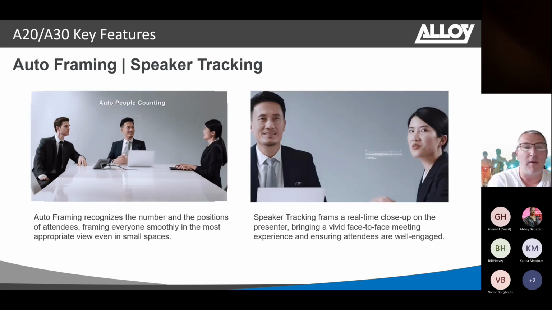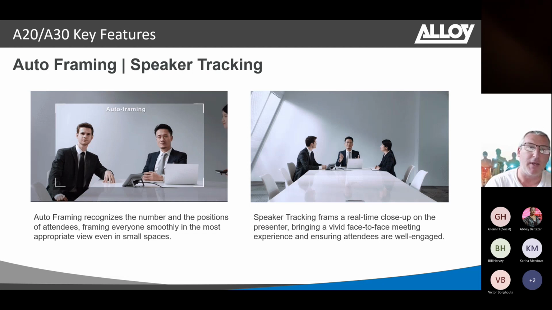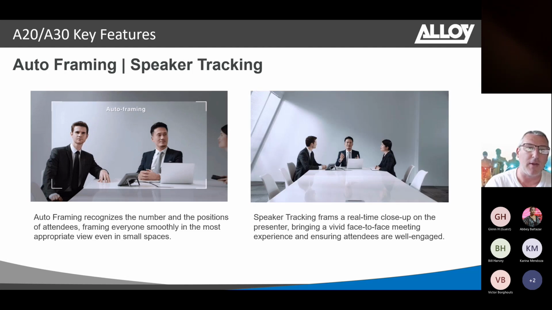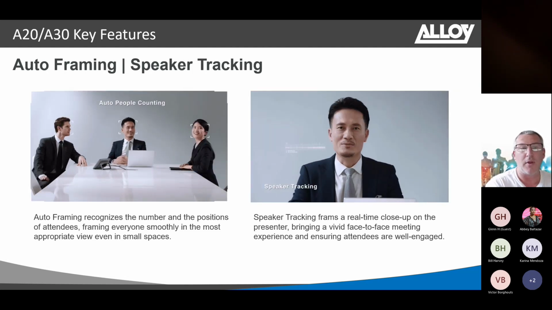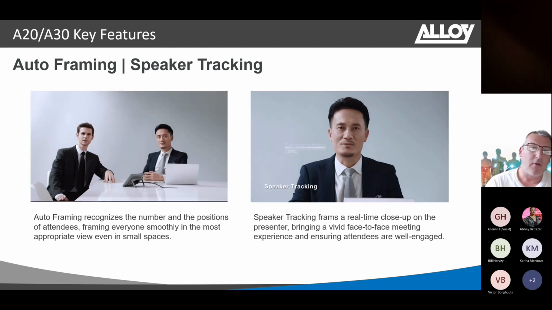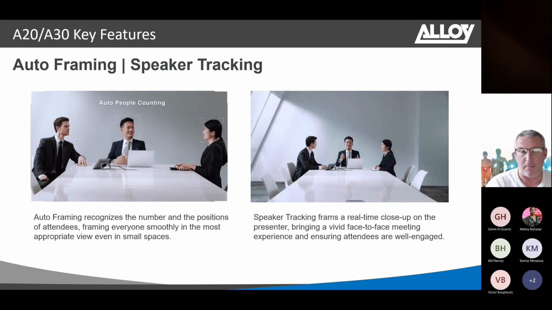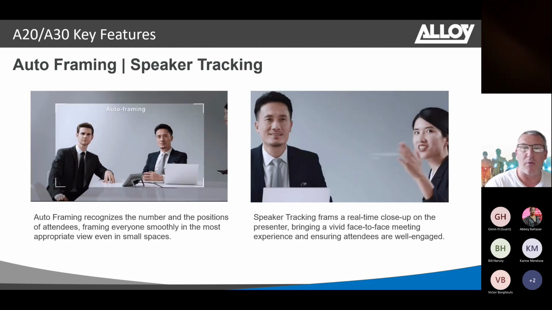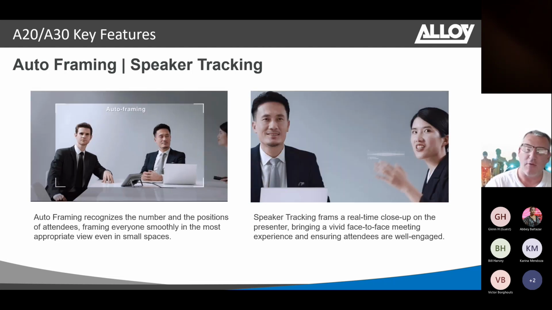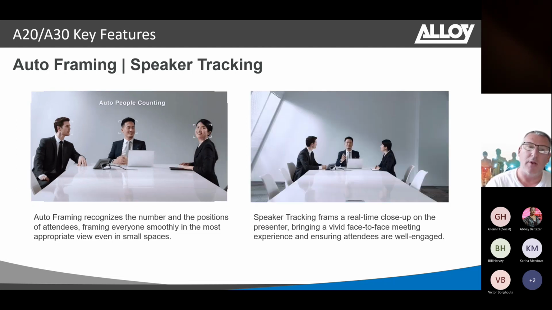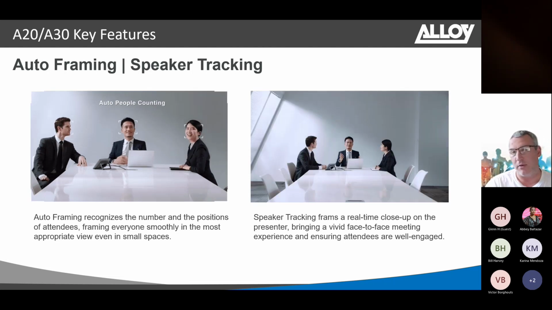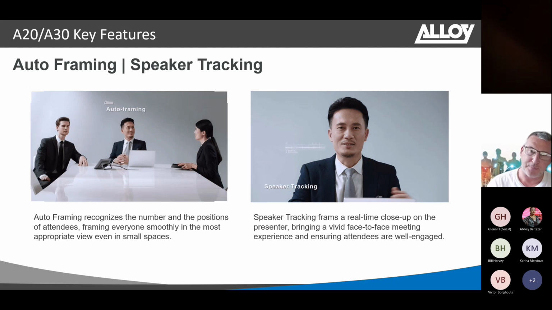Okay, looking at some of the auto framing and speaker tracking features of the A20 and A30. In regards to auto framing, as we can see from the little video clip that's running there, it's going to automatically zoom in and zoom out to fit the people into the middle of the frame. So if one person is sitting at a desk, the camera will automatically zoom into that one person and fit them into the middle of the frame. If 1 or 2 people join that table, the camera will automatically zoom out to fit all 3 people into the center of the video frame.